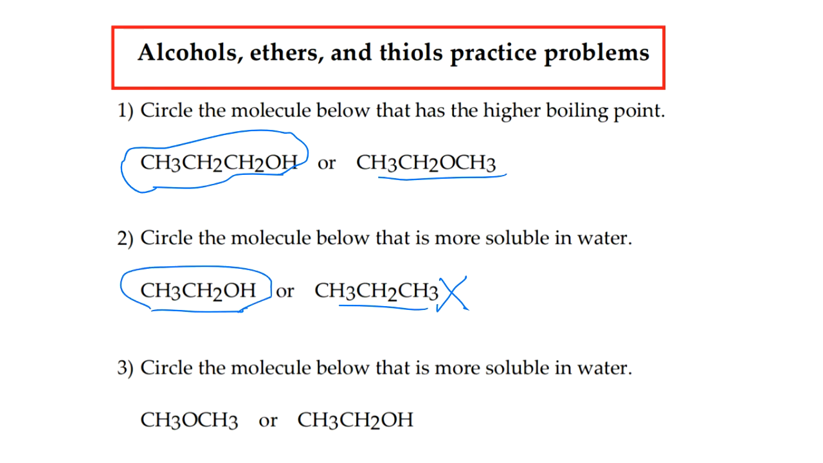Question 3. Circle the molecule below that is more soluble in water. Again, there is an ether and an alcohol. The answer will be alcohol. It's more soluble in water. It has a higher boiling point. They can make hydrogen bonds with water molecules. Okay.